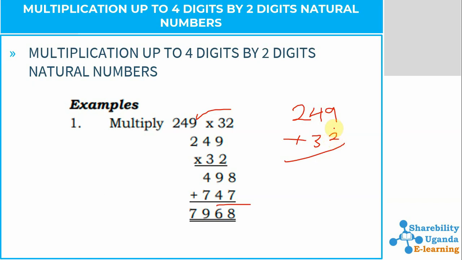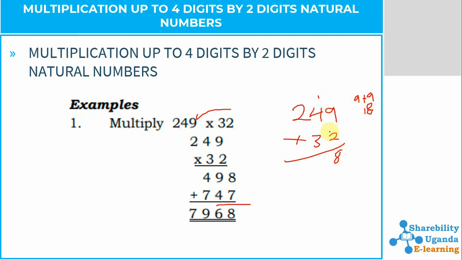We can start with our 2 here, or we can start with the 3, anywhere you feel like. For me, I'm going to start with my 2. So 2 times 9, what is 2 times 9? It is the same as adding 9 two times. So this is 18. You write our 8, then you carry our 1.